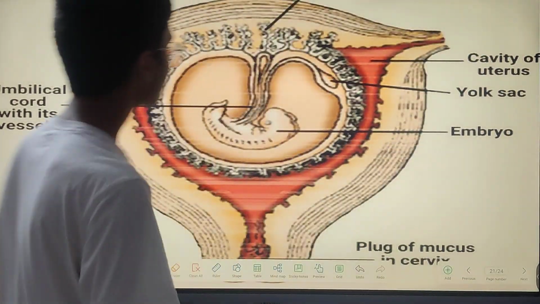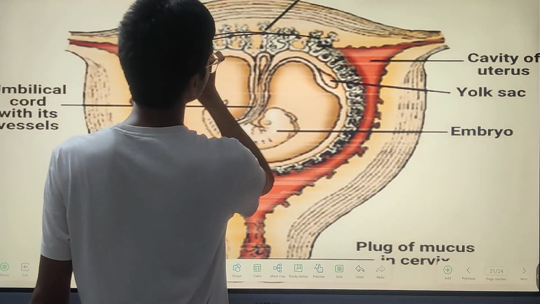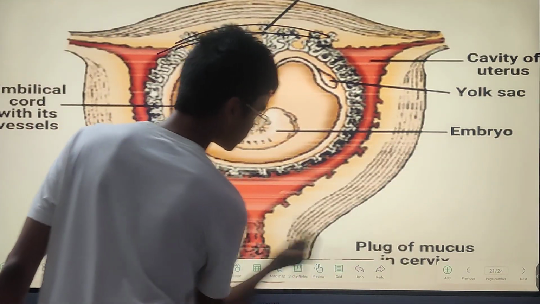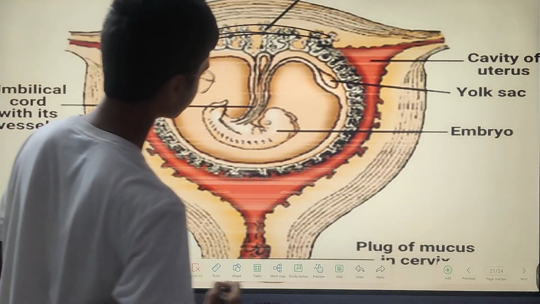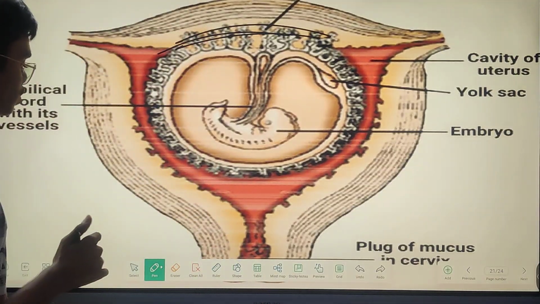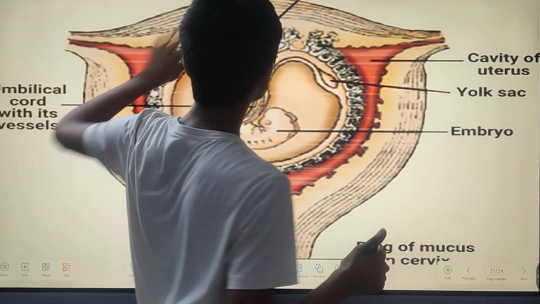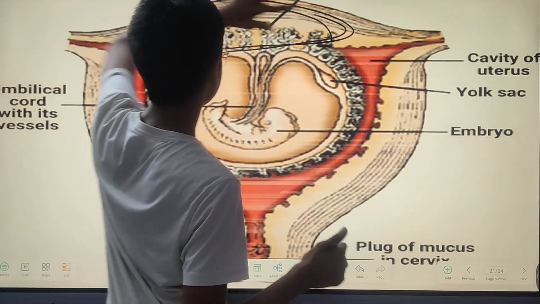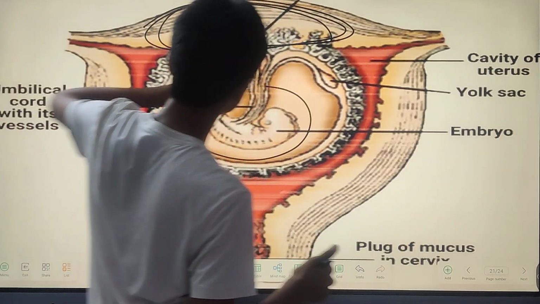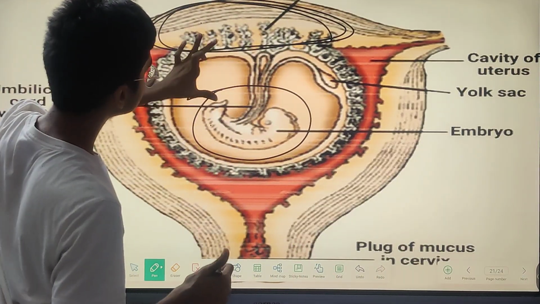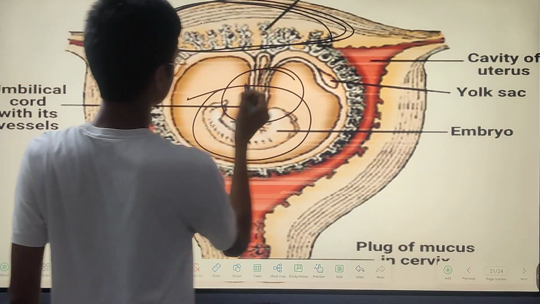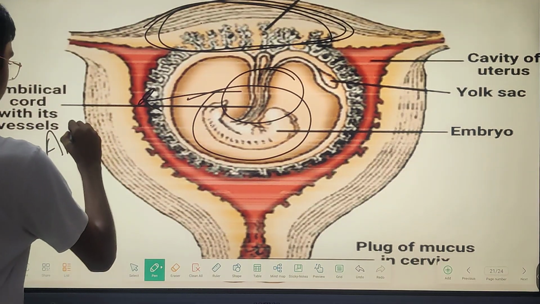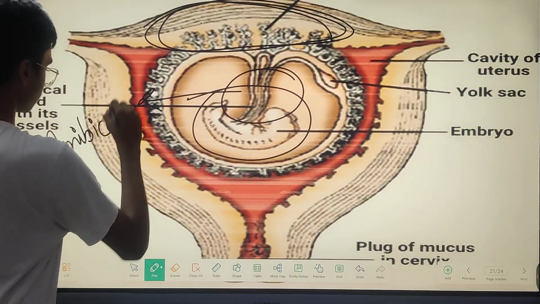So coming back to here itself, the placenta and this human fetus. I'm not supposed to say baby, I'm supposed to say fetus. See this placenta and this fetus will be connected by a cord, which is known as the umbilical cord.